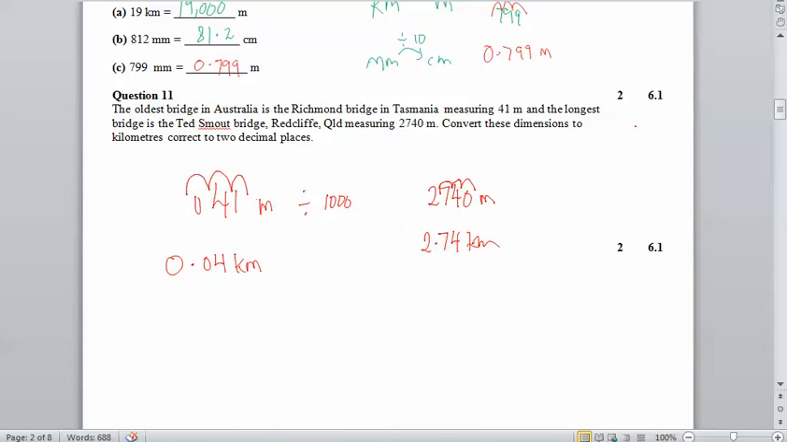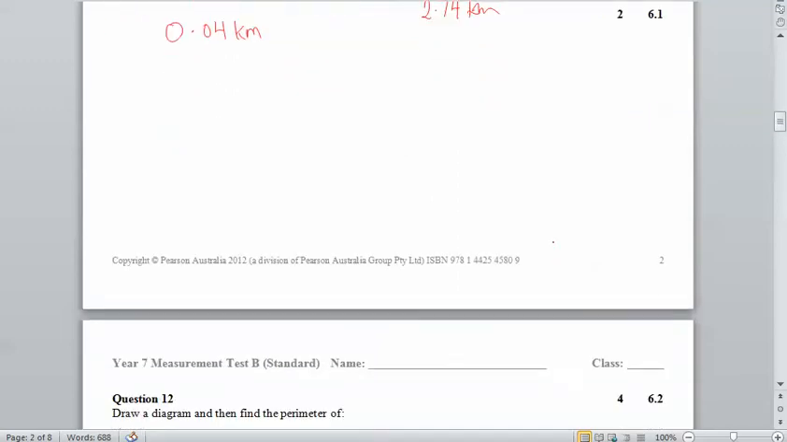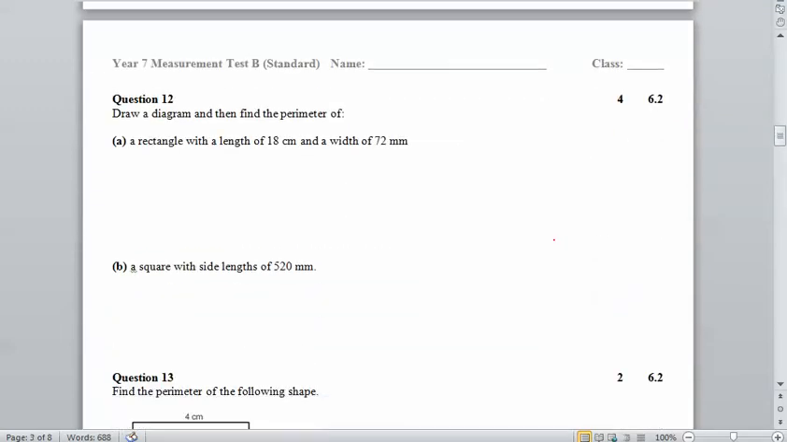Hands up if you got that right. Okay, so quite a few of us need to work on that conversion. No, that's only if it's like 2.747. You'd round that off to 2.75.